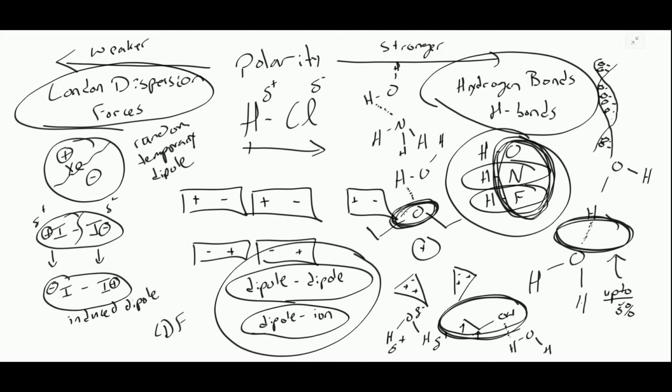Now, generally speaking, all else being equal, London dispersion forces are the weakest interactions, and hydrogen bonds are the strongest interactions. That doesn't mean that London dispersion forces are insignificant, because, think about it, you have a lot of solid materials out there that are nonpolar, or liquid materials, or so on. Okay, so if you look at the periodic table, let me bring that up real quick.